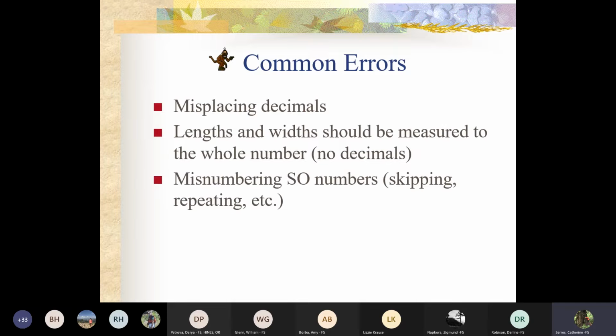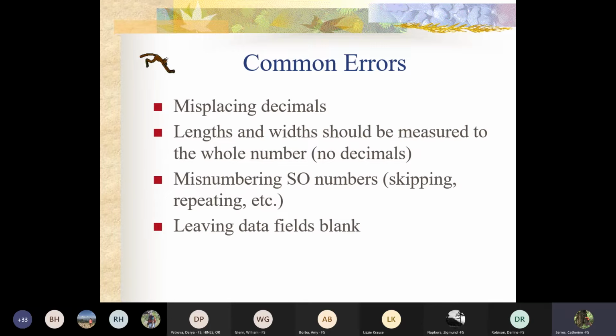Misnumbering SOs is a really big one that, again, people think they've got it down, but just make sure you check those every day. And then leaving field data blank. You just need to make sure you get all of that data. And if you forget something, you either have to go back and collect it, or it's going to end up just staying blank, which is what we don't want.